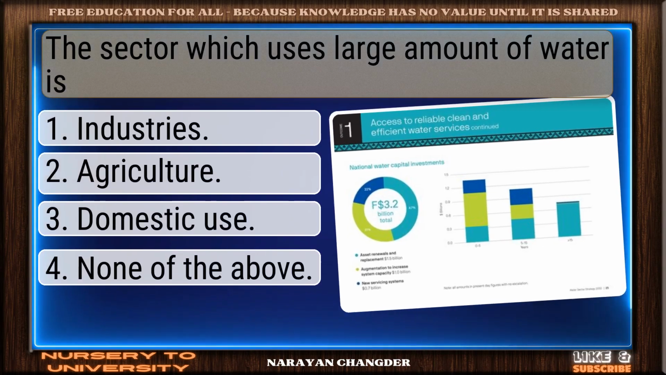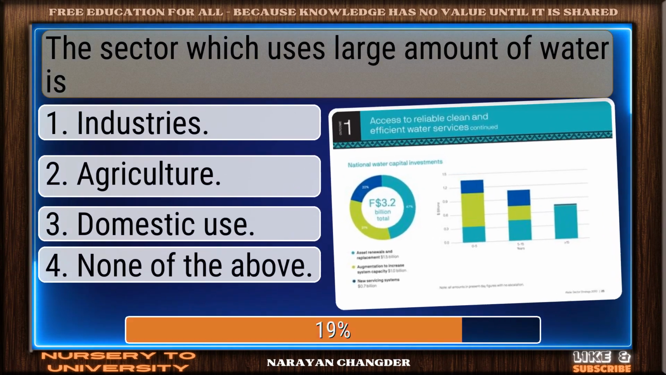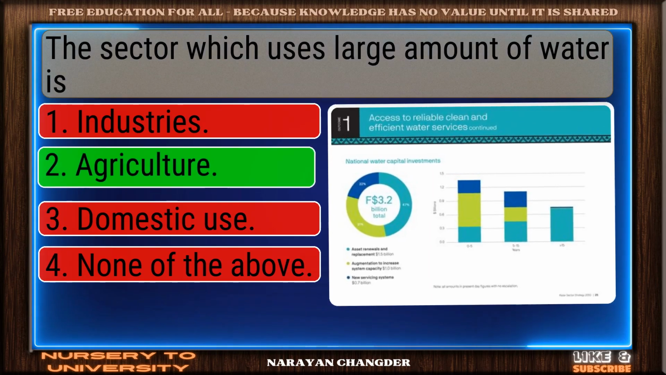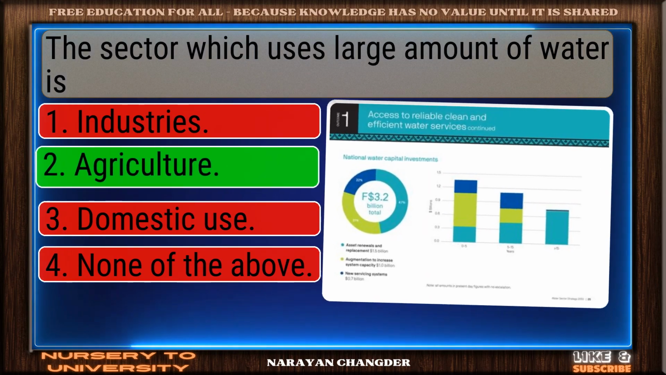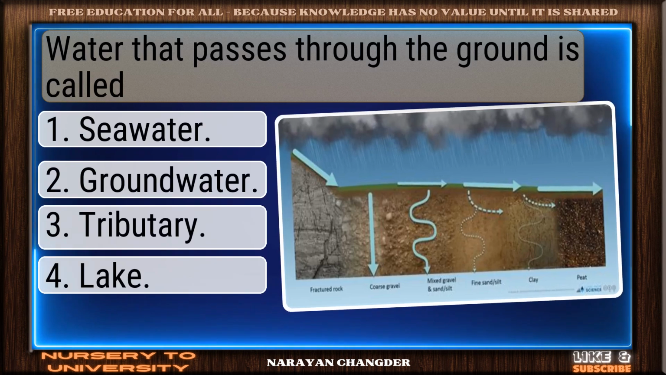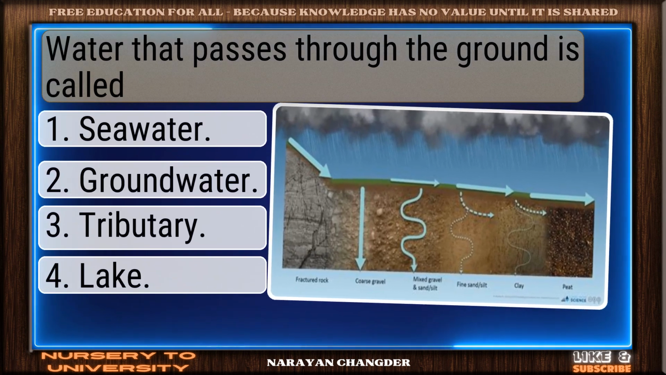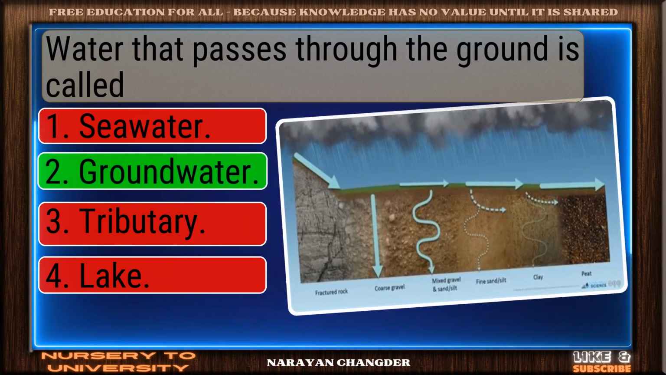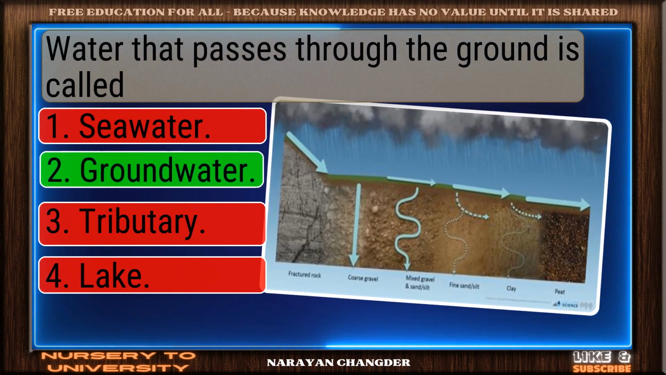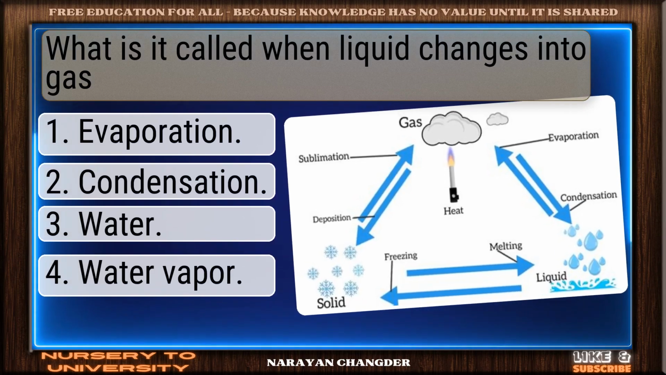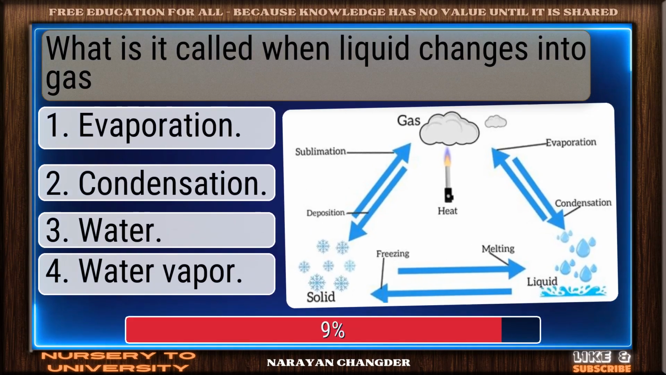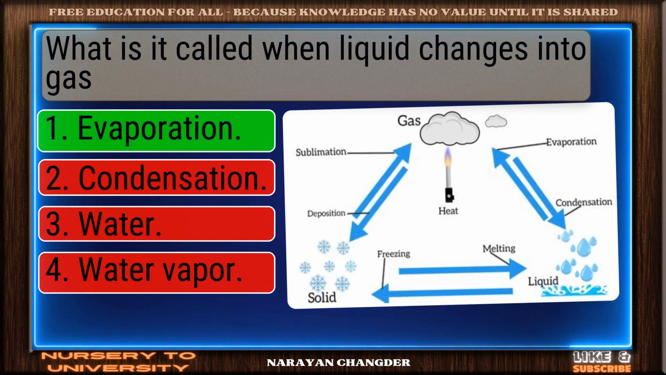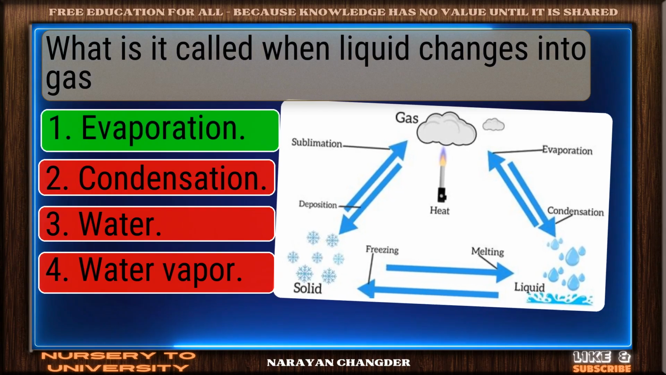The sector which uses large amount of water is? Clear logic. Your choice, agriculture, is sound and 100% true. Water that passes through the ground is called? Right choice. Groundwater is the best answer. What is it called when liquid changes into gas? Solid response. Evaporation is a valid choice.